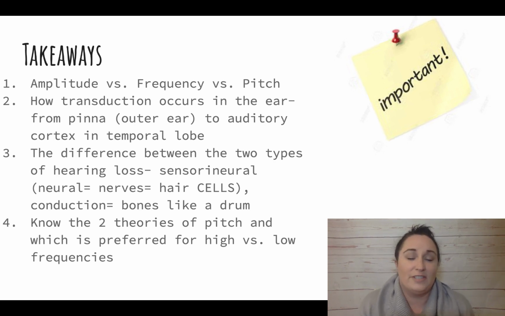Make sure you know the difference between the two types of hearing loss. So when you think of sensorineural, you need to think nerve damage to hair cells. And the other one is a mechanical problem, and that's more in the middle to outer ear. And then finally, make sure you know those two theories of pitch and which one is preferred for high and which one is preferred for low. And then Volley Principle kind of explains it all.